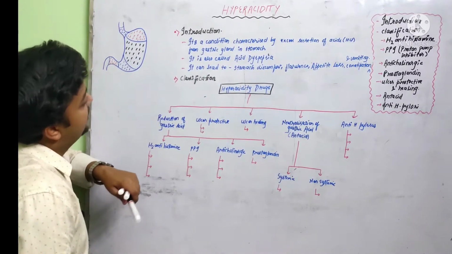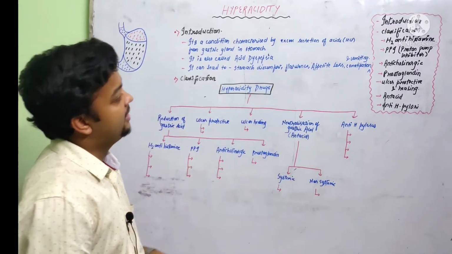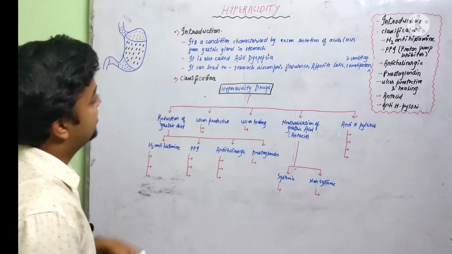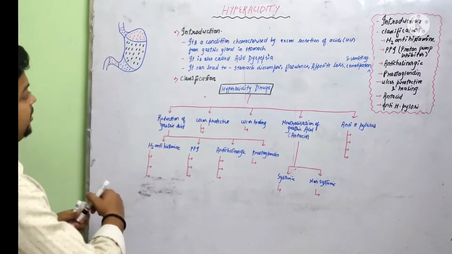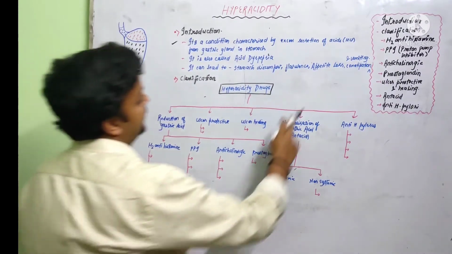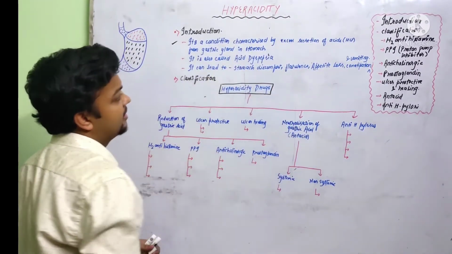And the first point is, it's a condition characterized by excess secretion of the acid, that is HCl, which means hydrochloric acid, from gastric gland in stomach. So guys, this very first point is very important. Okay, why? Because we get three new words. First is the acid, then the gastric gland, and then the stomach. So I'll discuss this in brief.